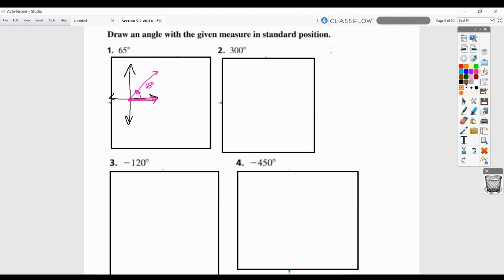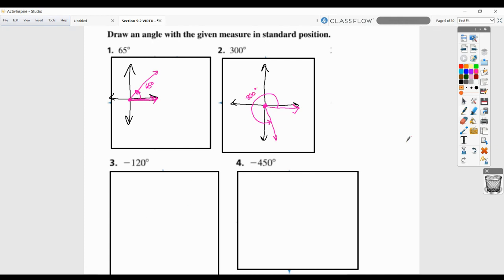Next, 300 degrees. That means it's going counterclockwise, but it doesn't quite get to 360. So we start at 0, 0. We go all the way around, 90, 180, 270. A little past 270, and I would draw that in nice and neatly. It's about here, right? And if you want to label it, it's 300 degrees around.